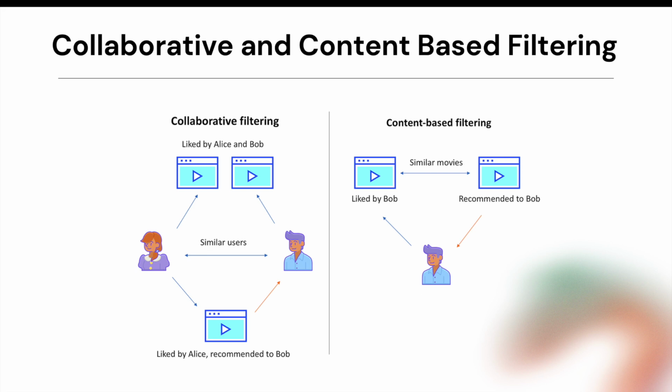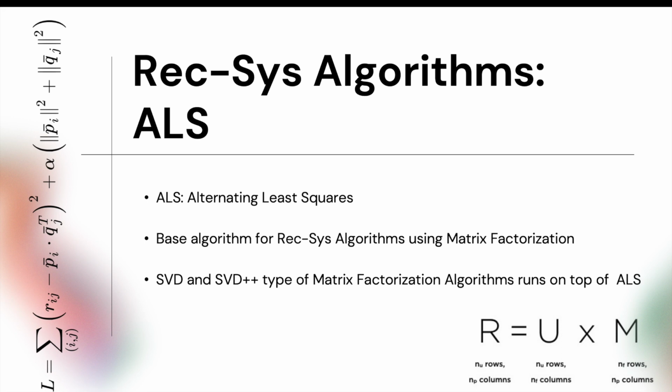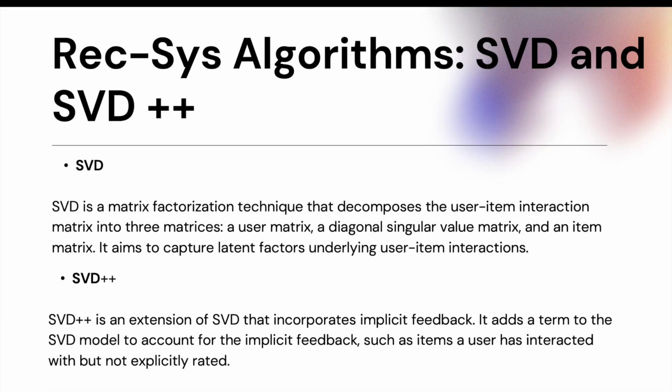Now let's move forward. Coming to the recommendation systems, the ALS algorithm takes center stage in recommendation systems because nowadays many large tech companies are using matrix factorization techniques for their recommendations. Algorithms like SVD and SVD++ will run on top of the ALS algorithm.